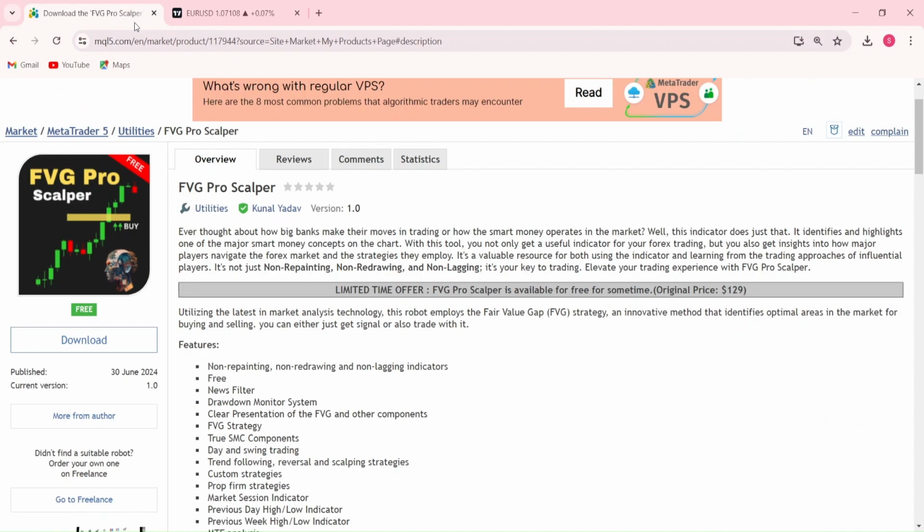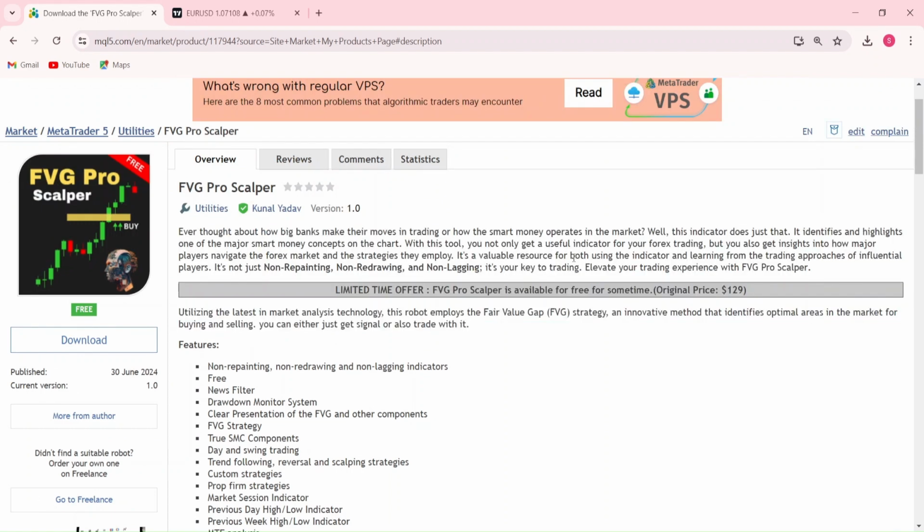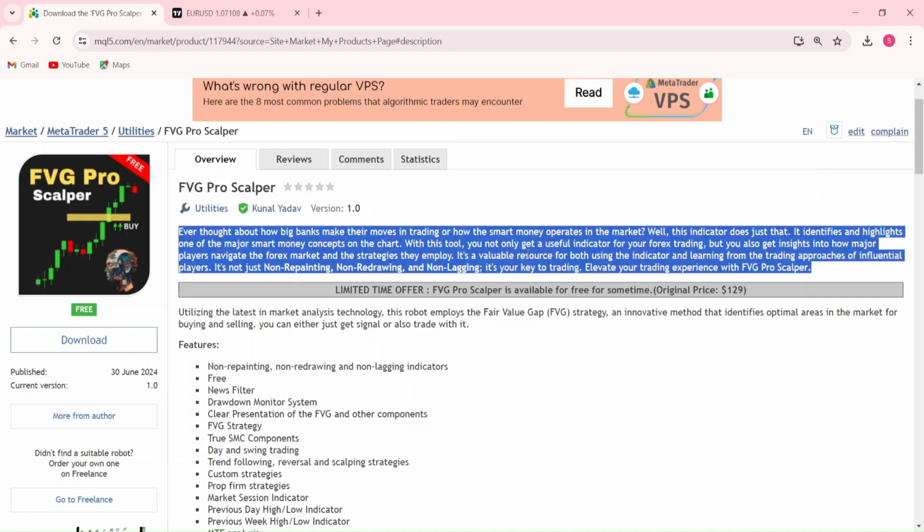So what I have done is I have made a free version of FVG Pro Scalper. With the help of it, you can always track the market, track the Forex market, whether it is commodity, stocks, or even valuable assets like gold, silver, coffee.